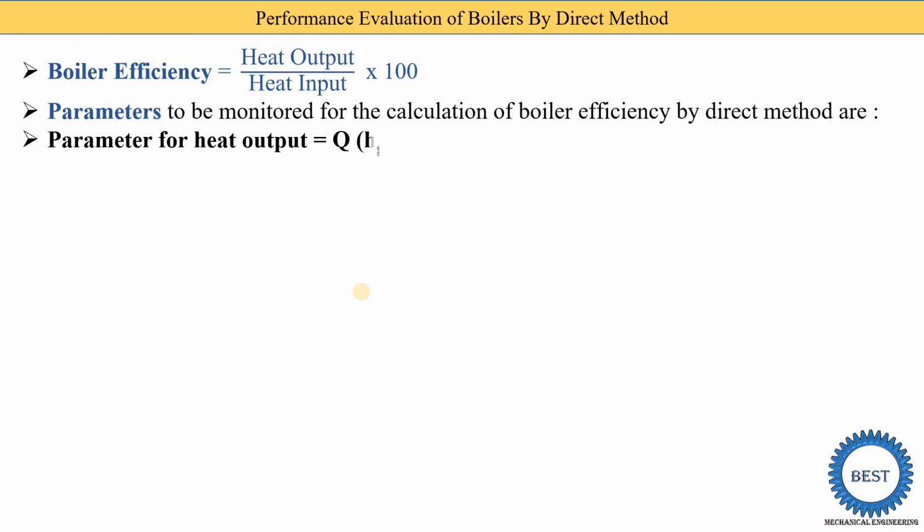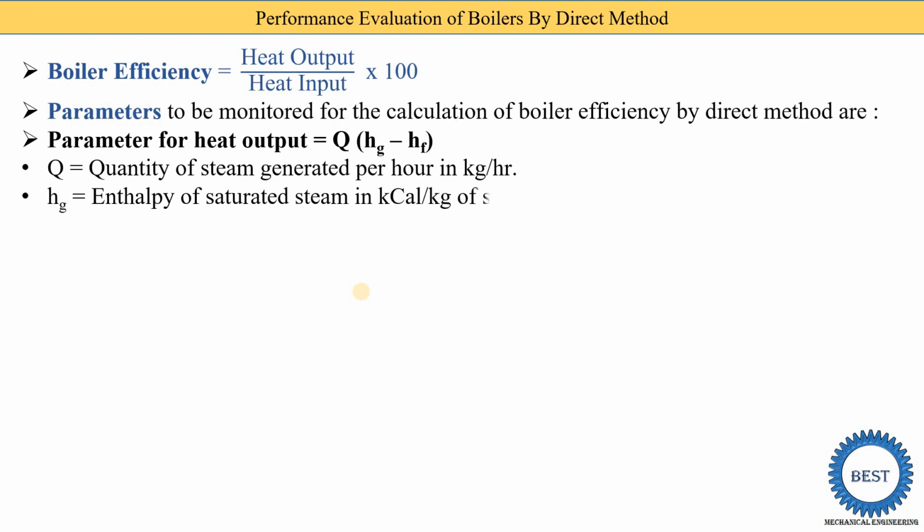Now, heat output means it is Q into Hg minus Hf. Here, what is the meaning of Q? Q is the quantity of steam generated per hour, in kg per hour. Hg is the enthalpy of saturated steam, and the unit of this enthalpy is kilocalorie per kg of steam. And Hf is the enthalpy of feed water in kilocalorie per kg of water. So this is the equation of heat output.